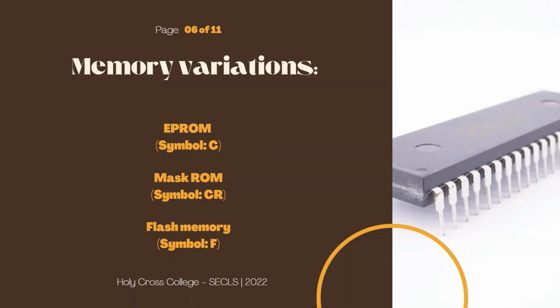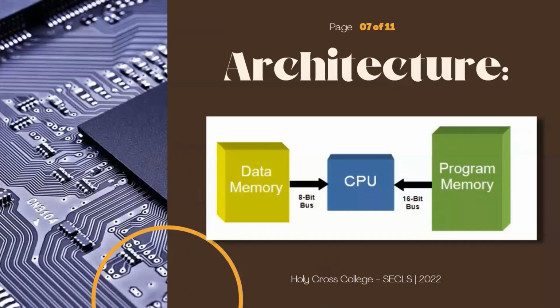The PIC microcontrollers are available with different memory options like mask ROM, EEPROM, and flash memory. They are denoted with different symbols as given in the following table. As you can see in the following figure, the data memory is interfaced with an 8-bit bus, which means that it can only transmit or receive a maximum of 8-bit data. While the program memory is interfaced with a 16-bit bus, which means it can store 16-bit program memory or instructions.